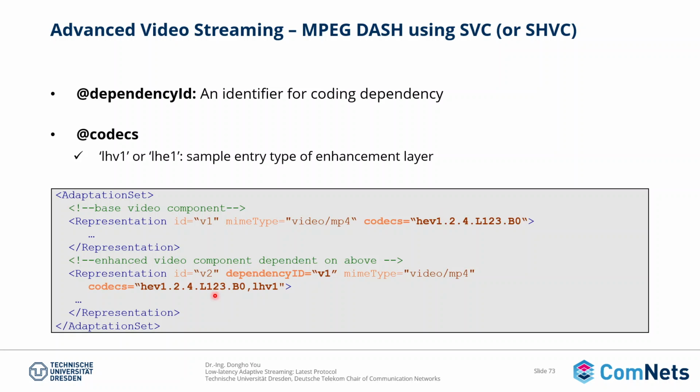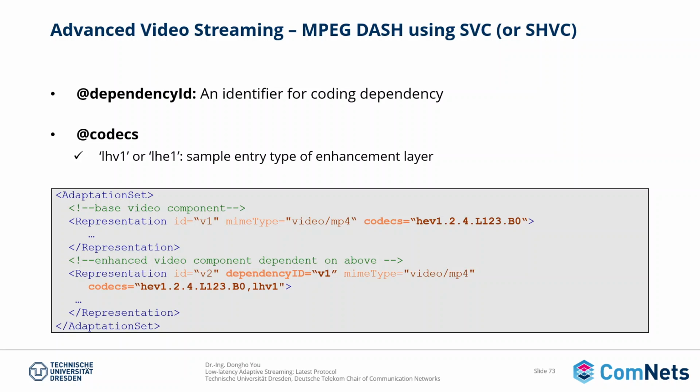And for the enhancement layers, we have to put additional information like LHV or LHE in the codec identifier. This means that they use the same codec, HEVC, but this is layered video. So in the enhancement layer, we have to put more information like this. This is also defined in the MPEG-DASH standard or CMAF standards, so you can choose one of them according to your application.